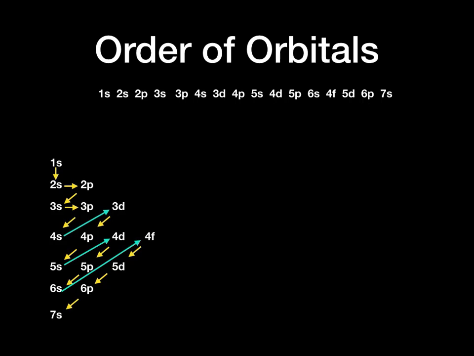And so if you go through it in that order, it will give you that list of the order of orbitals that we have up at the top. And you might be asking yourself at this point, well, that may be handy for figuring out this order, but why would I ever need to know that? Why do I need to know the order of those orbitals?